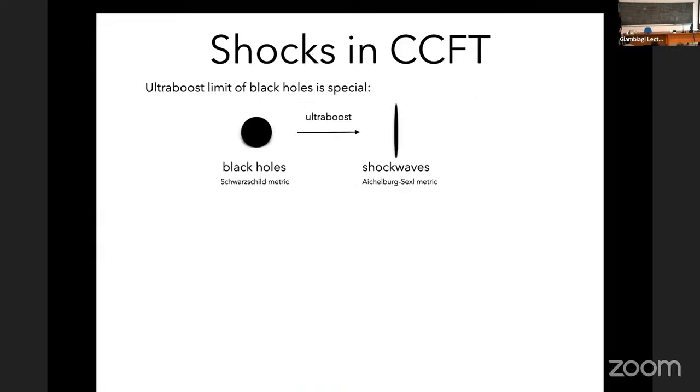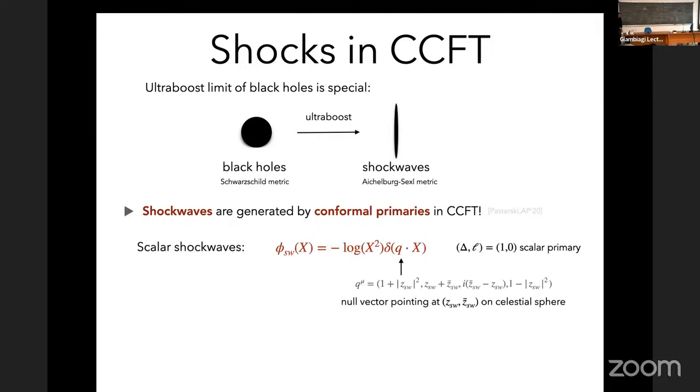Now we can do something else that's interesting, which is the ultra boost limit of black holes, which gives us Aichelburg-Sexl shockwave metrics. And there is an analog in gauge theory. What's nice about shockwaves is that they turn out to be generated by conformal primaries in this two-dimensional celestial CFT. To be more explicit, if you take scalar shockwaves, X here is the space-time vector, Q is a null vector that points to the celestial sphere. They have some distributional support, that's a shockwave, and then dressed with this logarithm of the space-time vector squared. You can check that this scalar shockwave is actually transforming as a scalar primary with definite boost weight delta.